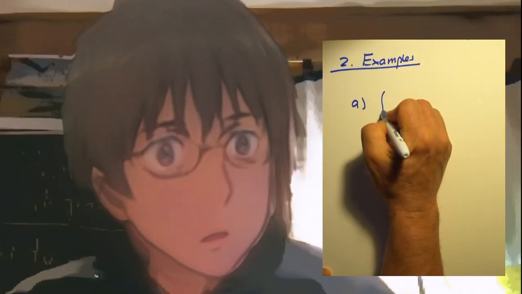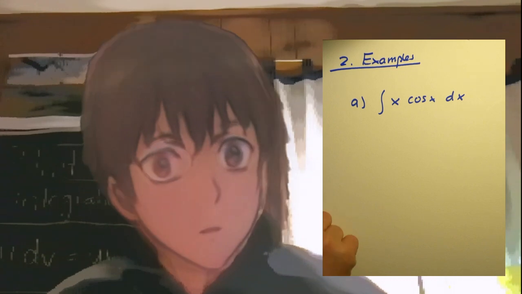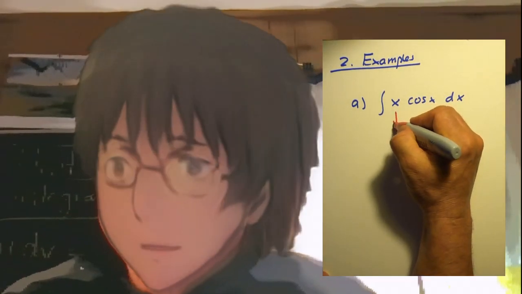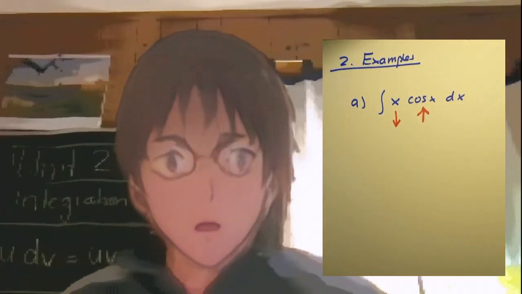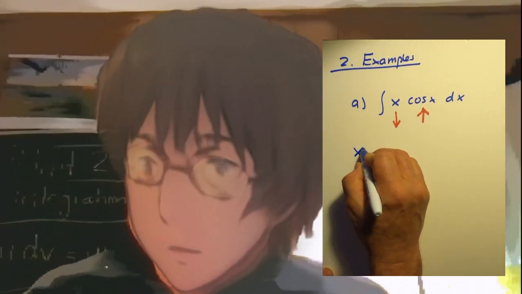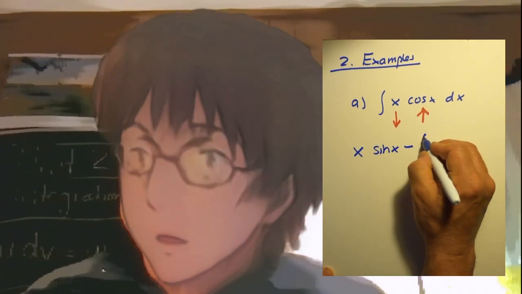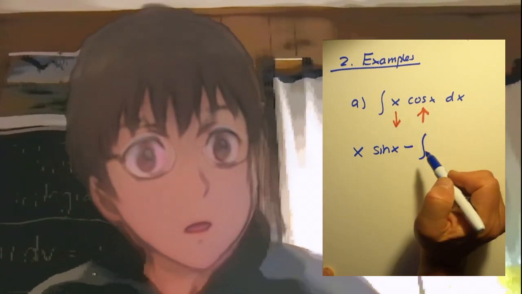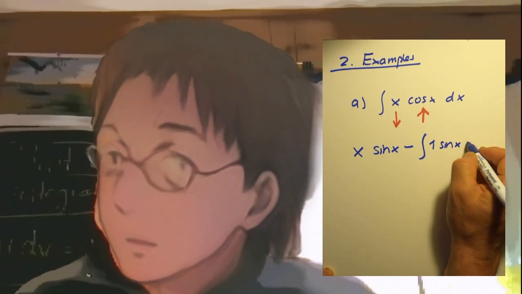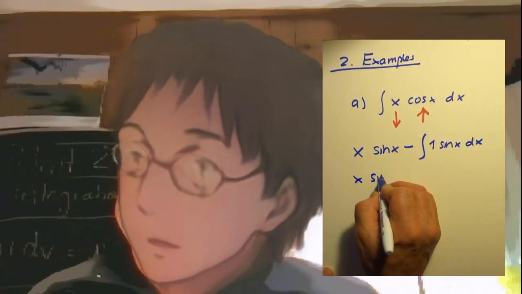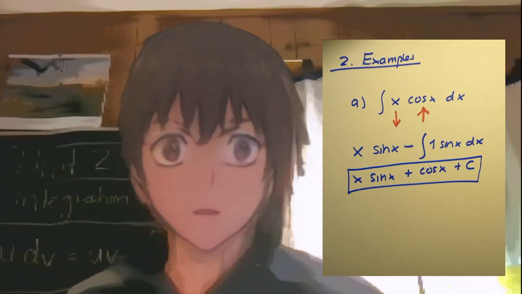We first look at the example when we have x times cosine x dx. So I want to identify the u part, and the u part I always write an arrow down, and for the dv part I put an arrow up so that we get v. So what I have is I just leave the u part. We get uv, which is x sine x, and then minus the integral where we integrate and differentiate at the same time. So what we have is 1 times sine x dx, and we know that is actually x sine x plus cosine x plus c. So that was example A.